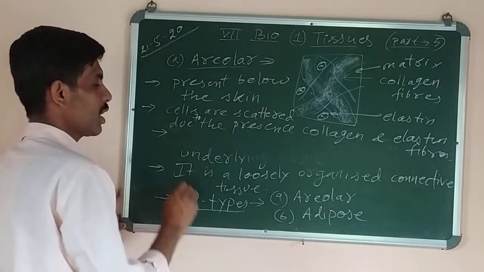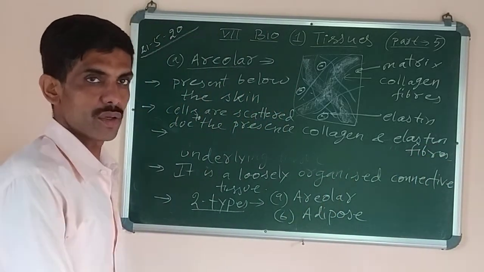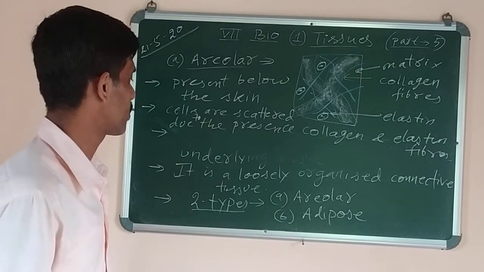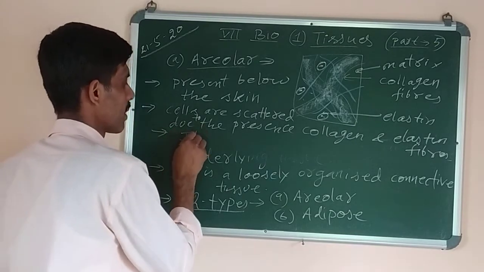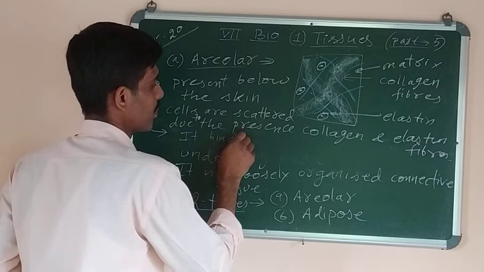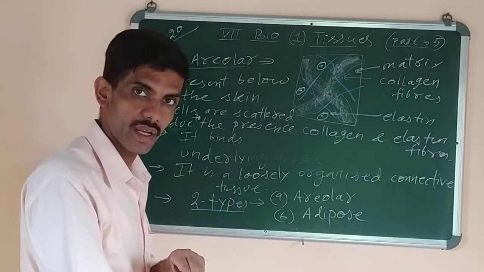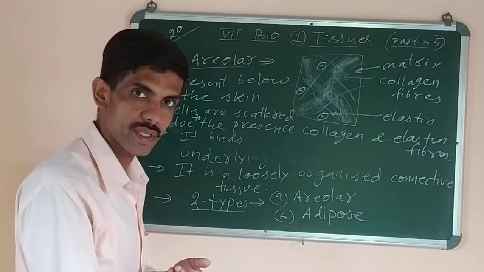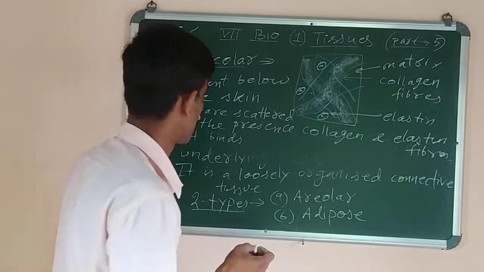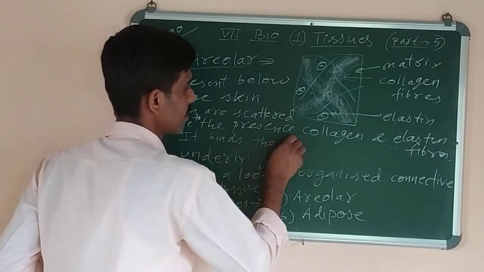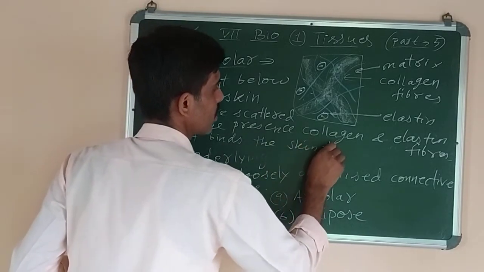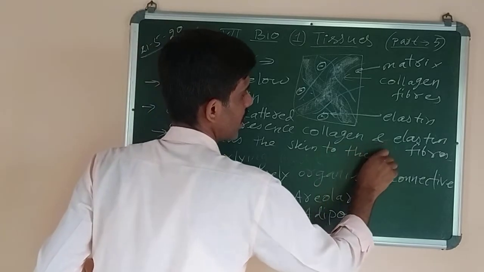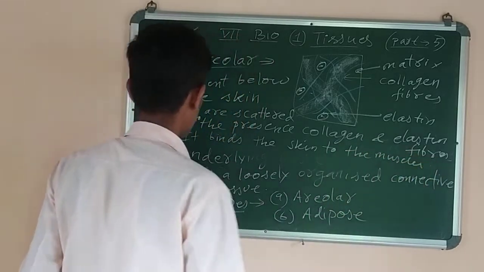It binds the skin to the underlying tissues or to the muscles. It binds or supports it, like our skin is there. Our skin is attached to the muscles with the help of this areolar tissue. So it binds the skin to the muscles of our body. This also you can write.